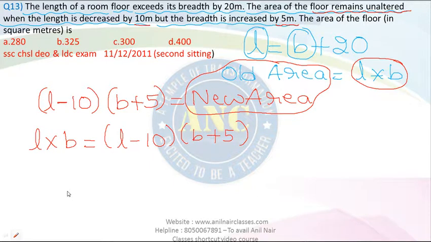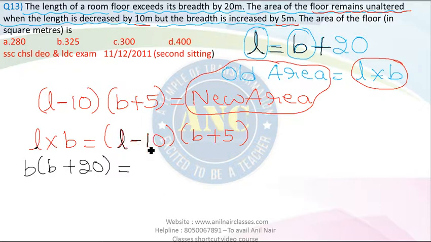Now, there are two unknown variables L and B, but there is another condition given. L is equal to B plus 20. That means in place of L, I will write B plus 20. So the left side is B plus 20 into B, or B into B plus 20. Right hand side is B plus 20 minus 10. 20 minus 10 is 10, so it becomes B plus 10.